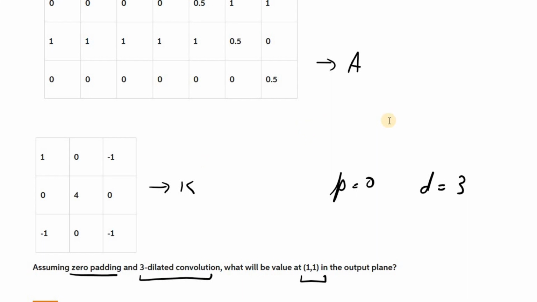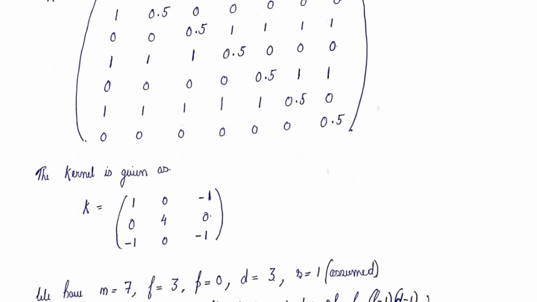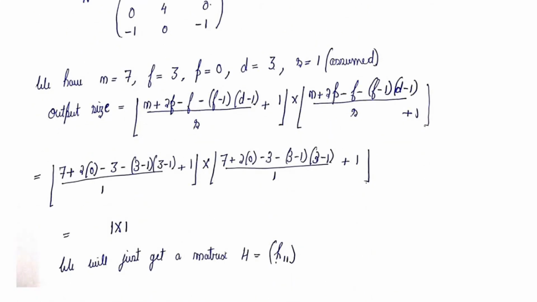They just want us to find the value of this 1 1. Now first of all, let's try to figure out what the output size is going to look like. So over here, if I just use the formula which I mentioned previously, N is 7, F is 3, P is 0, D is 3, and S is 1.